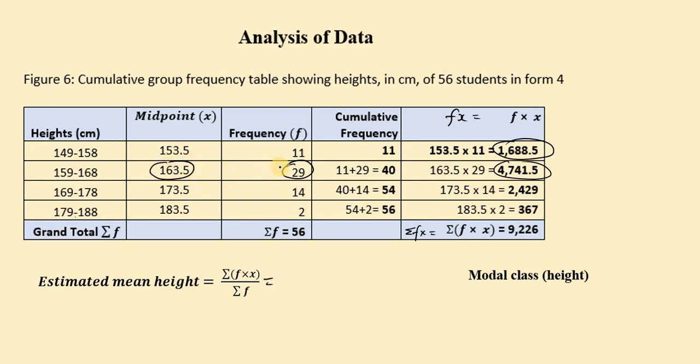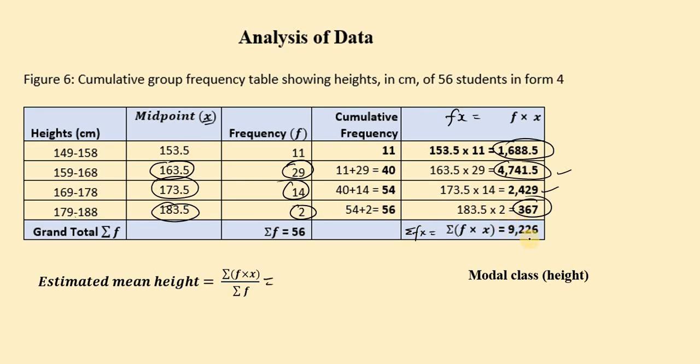When you multiply these two numbers, you get this. When you multiply this number by this number, you get this. And by this number times that number, you get this. Okay, so that's how we came up with these numbers: the frequency, indicated by the F, times the midpoint, indicated by X.